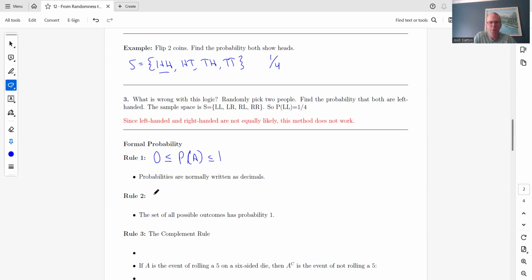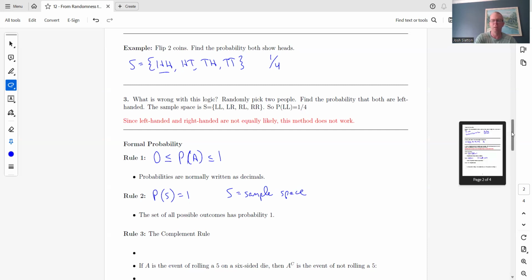And then rule 2, the probability of S equals 1, and S, of course, like we said on the first page, is the sample space, and all that means is if you flip a coin, it's going to land on something. It's either heads or tails in that case. If you roll a die, it's going to land on 1 or 2 or 3 or 4 or 5 or 6 or however many sides that it has. It's going to land on something. So the probability it lands on something is 1.